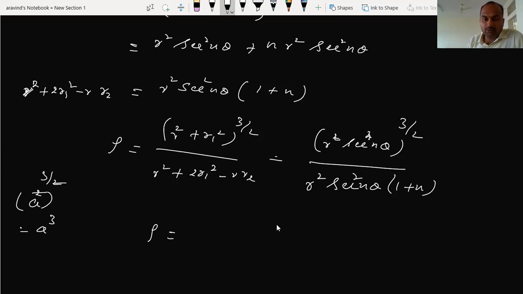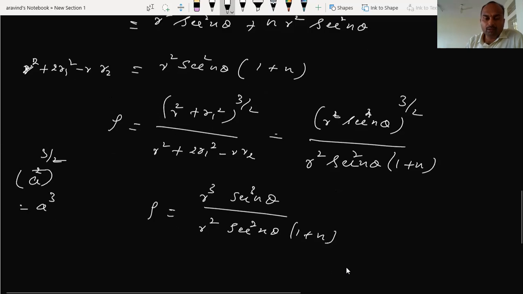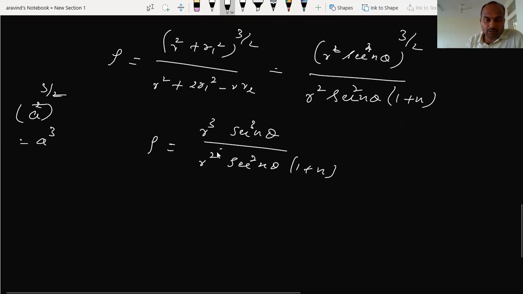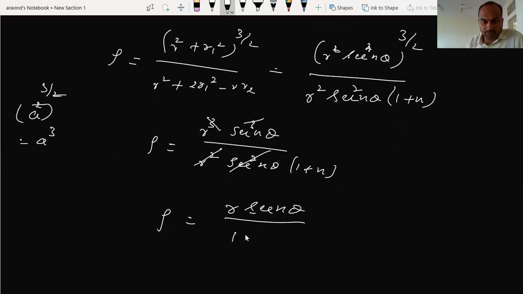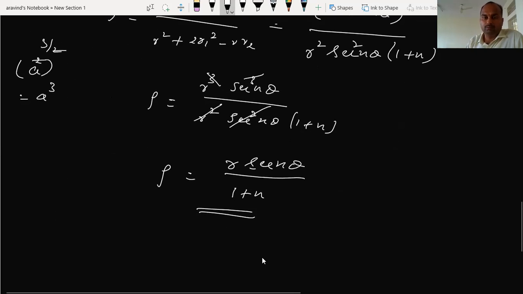So r square to the power of 3 by 2 means r cube, and secant square to the power of 3 by 2 means secant cube n theta, divided by r square into secant square n theta into 1 plus n. Now r square and r cube, secant square and secant cube get cancelled. Rho equals r secant n theta divided by 1 plus n. So this is the radius of curvature for the given curve in polar form. Thank you.